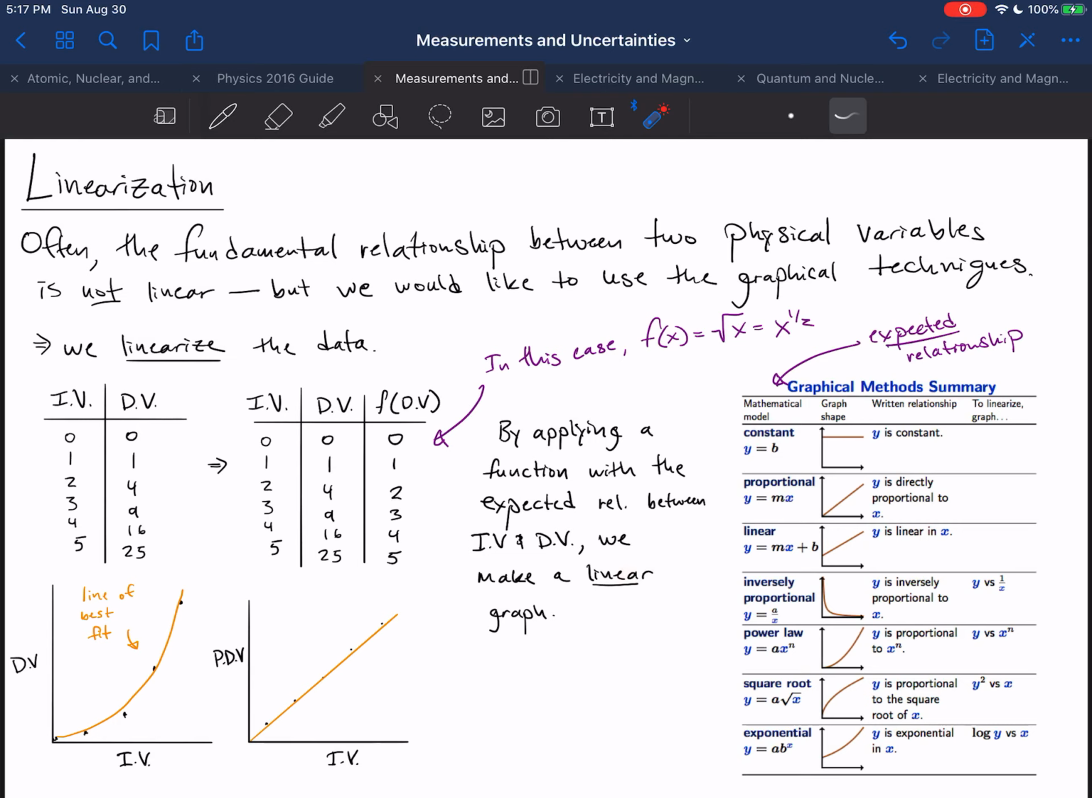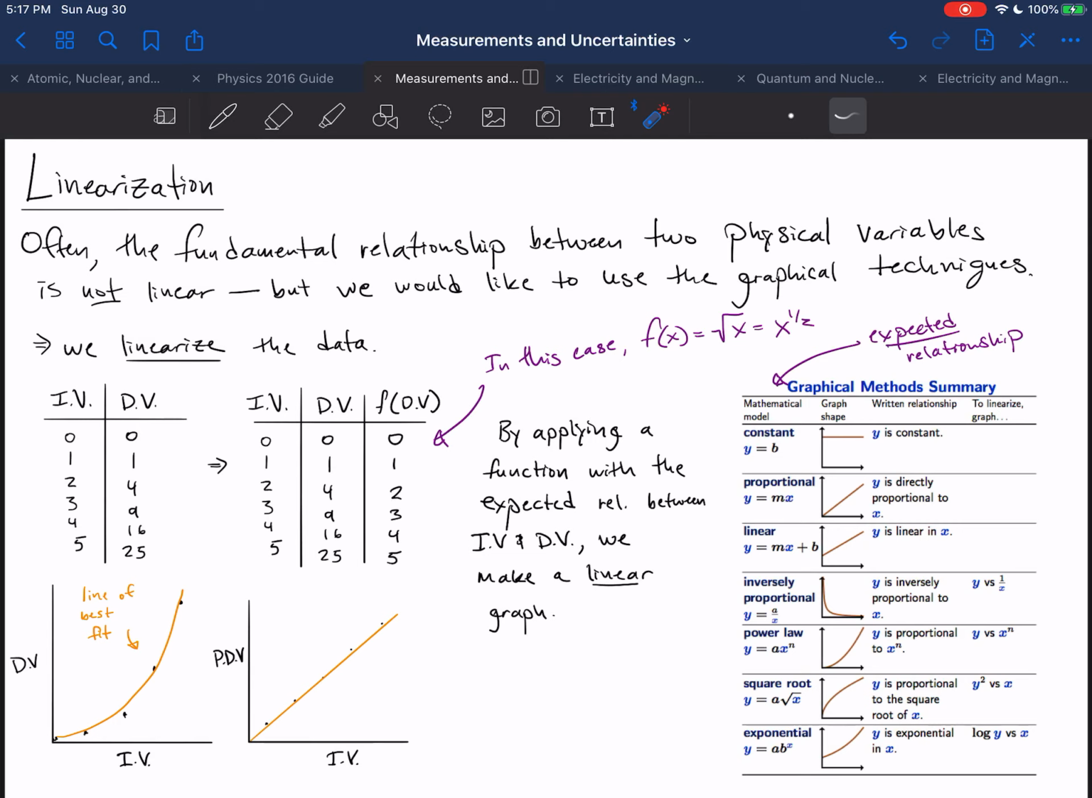If your predicted relationship is y equals b, you simply expect y to be constant and independent of x, then you don't need to linearize. Same for if they're directly proportional, or if the relationship is linear. Notice the difference between proportional and linear here. Proportional does not have an added constant. So if you get a constant here, then either you have systematic error or the two values are not proportional.